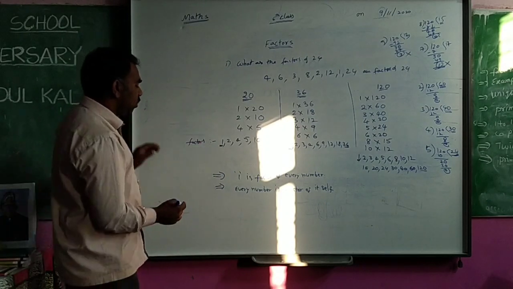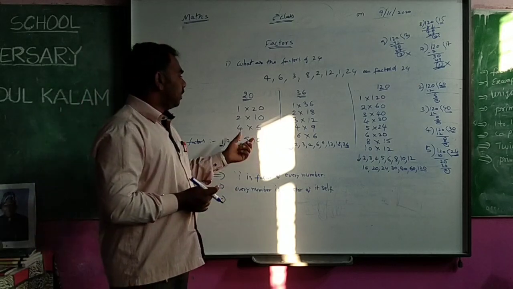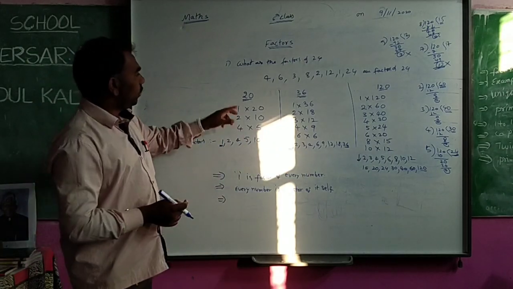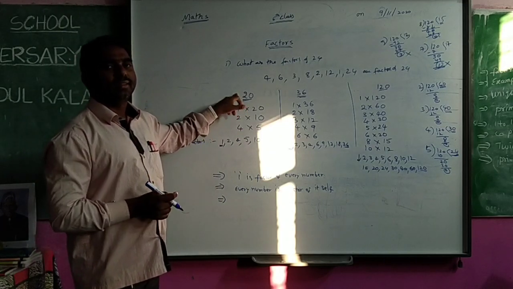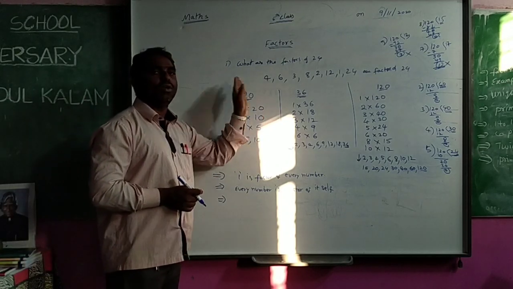Okay. And then one more point I am observing here. You see, the number of factors is countable. How many factors of 20 are there? You can count them: 1, 2, 3, 4, 5, 6 factors you got.